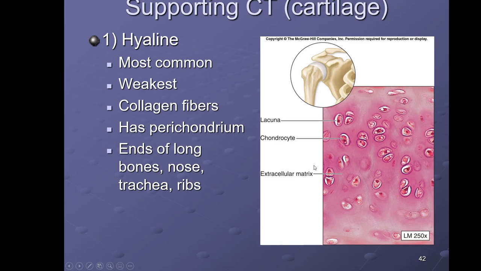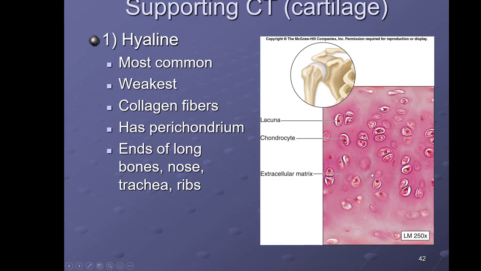That's hyaline cartilage. The trachea has some hyaline cartilage. The ribs have some hyaline cartilage where they meet with the sternum. So what you're seeing in this picture is these cells are called chondrocytes, and they're lying in little spaces called lacunae.